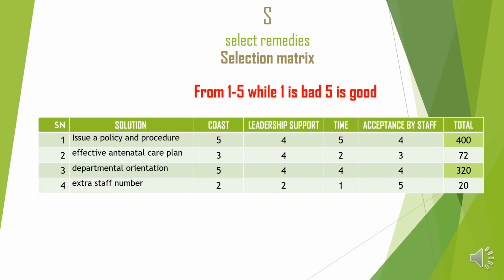So now you have 4 solutions. What do you start with? You start, of course, with the big number. So start with the policy, then the departmental orientation, then the effective antenatal care plan, then the 20. Not in sequence, but this is the importance. You can work on the 4 causes at the same time, but you have to give priorities to your remedies to make it fast, which they call quick gains. I can improve the process very fast by starting with the big numbers: 400, 320, 72, and 20. Start with them all at the same time, but focus on the 400, then the 320 and 72, then 20. This is called the selection matrix.